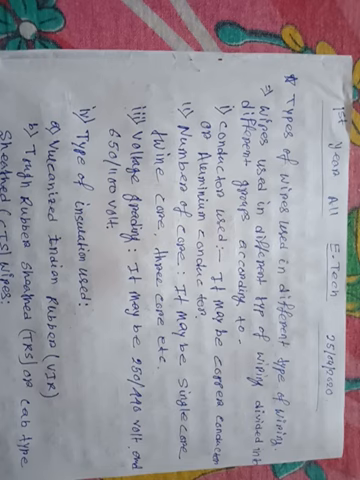Second is number of cores. It may be single core, twin core, or three core, etc. Third is voltage grade, or voltage grading. It may be 250 or 440 volt, and 650 or 1100 volt.